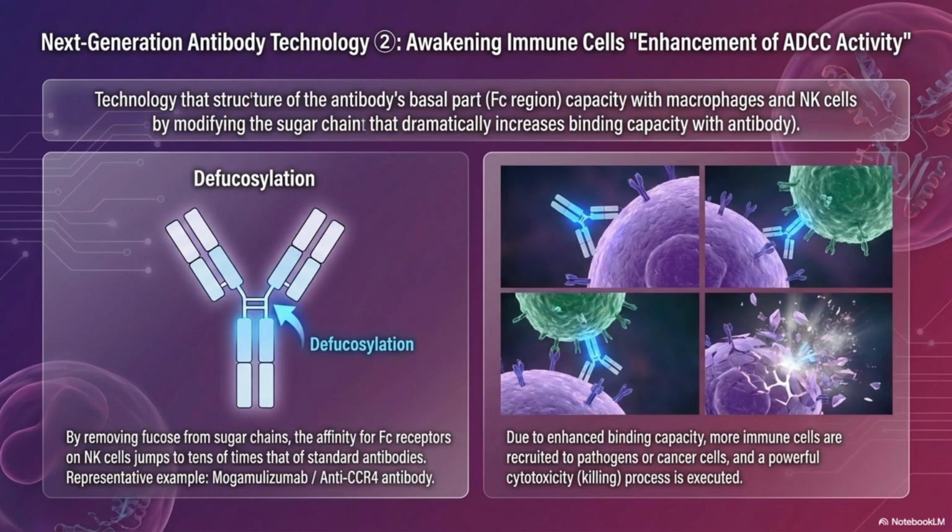Another next-generation strategy involves enhancing ADCC activity. By removing a specific sugar molecule called fucose from the antibody's constant region, a process known as defucosylation, we can significantly increase its binding affinity to effector cells, like NK cells. This leads to a much more potent cell-killing process.